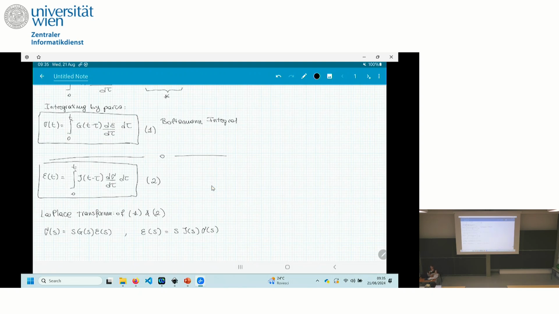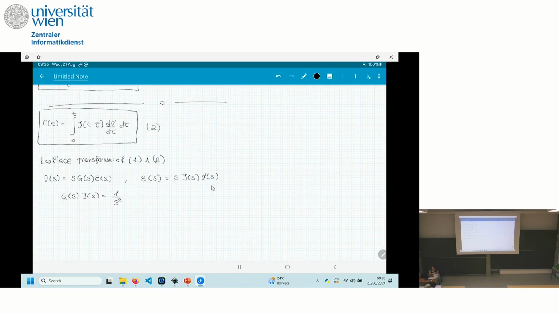If we equate these two relationships, we find that g of s times j of s is equal to 1 over s squared. This is an important relationship because for some fractional models, you might be able to find one of the two analytically. So what do you do with the other one? You compute it numerically using the Laplace transform.